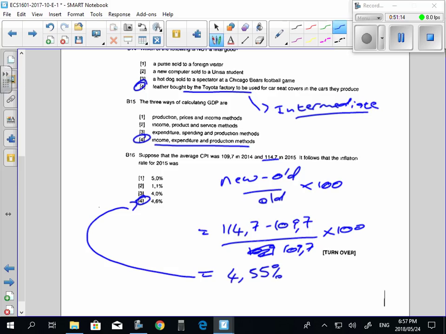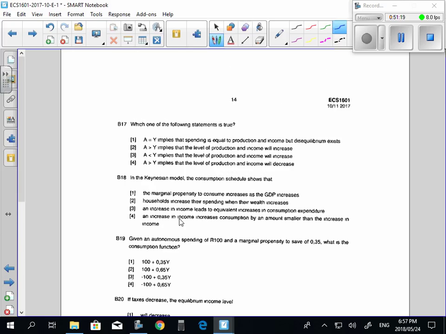All right. Number 17. Which one of the following statements is true? Where do you recognize this? A, equal to, greater than, or less than Y. That is from your Cartesian graph. Aggregate demand, output, and income. Okay? It would be 2. When demand is less than supply, the level of production... When demand is greater than supply, it means that the level of production and income will increase to catch up to demand.